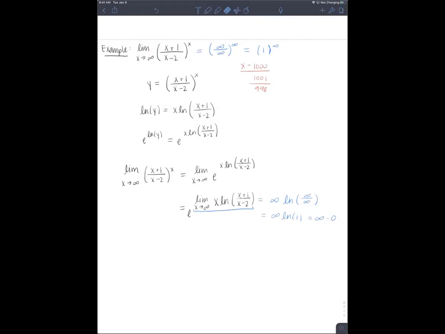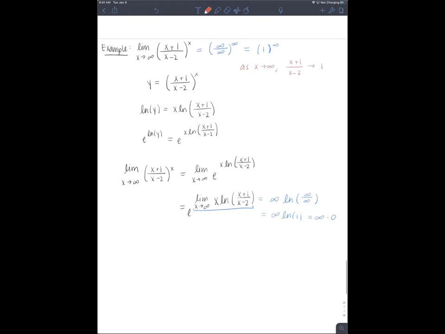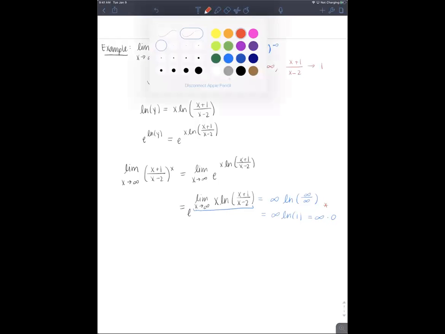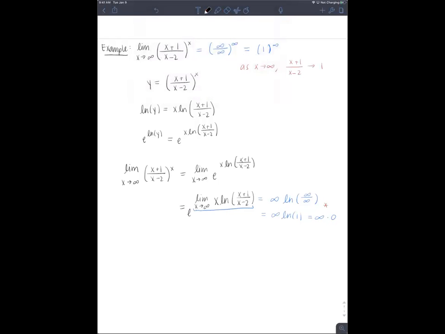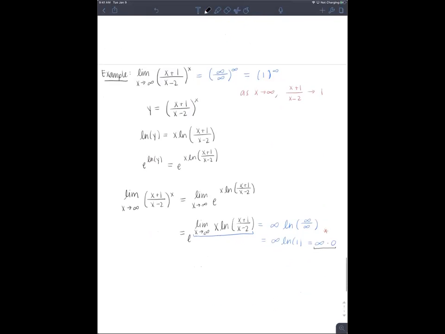So let me write that down. As x goes to infinity, x plus 1 over x minus 2 approaches 1. Okay, there we go. So we're not actually getting infinity over infinity. It's 1 to the power of infinity, and that's why down here we're getting 0 times infinity. Now that we've got that cleared up, this is another indeterminate form, no? And so I'm going to have to take care of that the same way that I took care of the x ln of x, right?